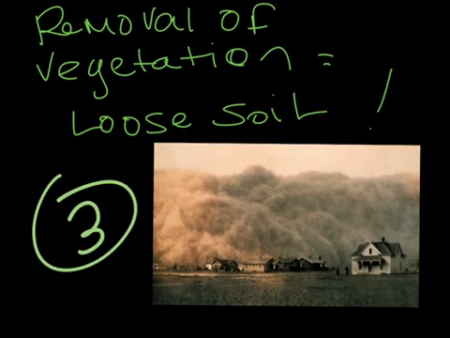The third example is removal of vegetation. So if you pull all of the plants out of an area, you remove the roots. If you remove the roots, there's nothing to hold the soil down, and you end up with dust storms and things like the Dust Bowl.